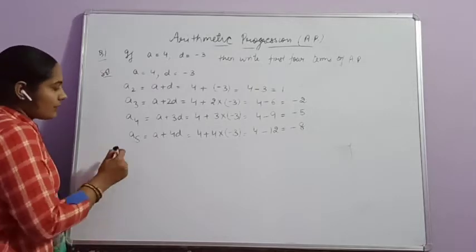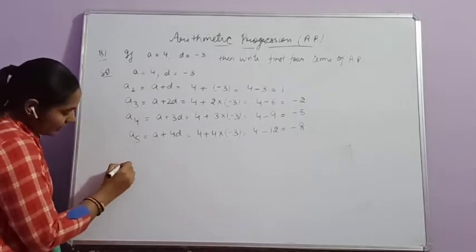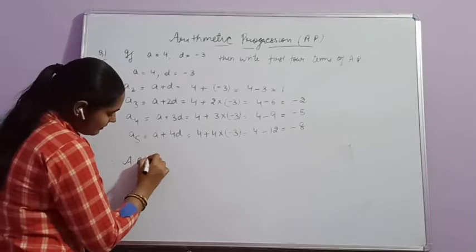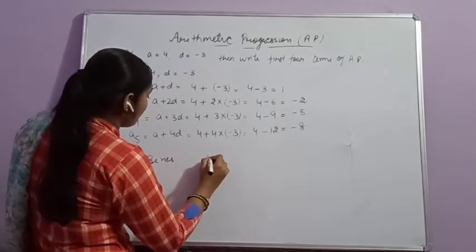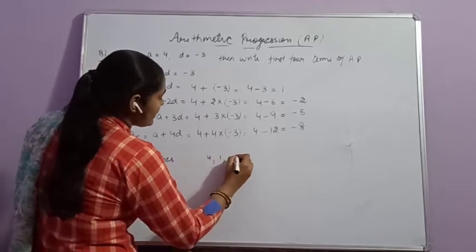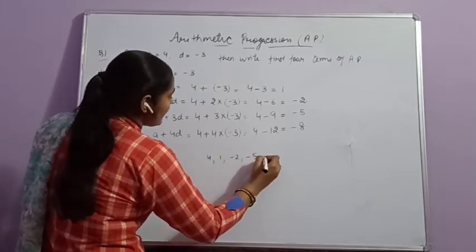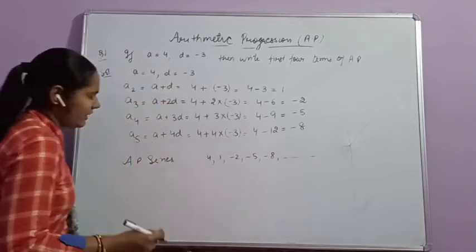Clear? Therefore, the AP series can be written as: first term is 4, second is 1, next is minus 2, next is minus 5, next is minus 8, up to infinity.